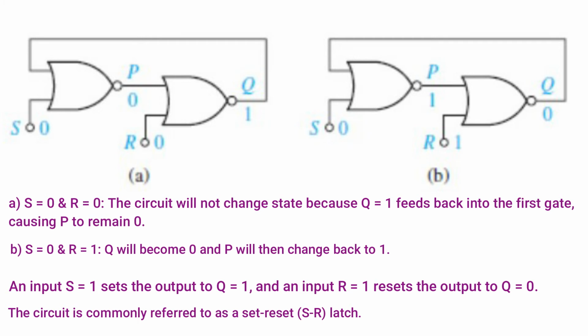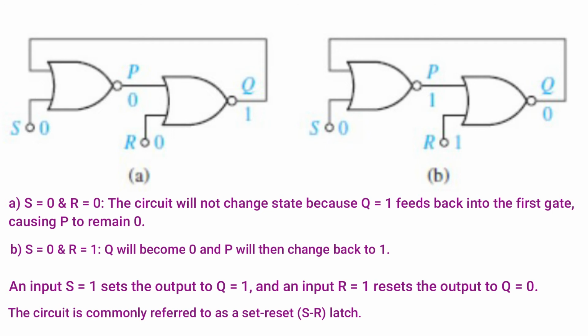And later when I change the value of R to 1, Q will become 0 and P will then change back to 1. An input S equal to 1 sets the output to Q equal to 1, and an input R equal to 1 resets the output to Q equal to 0. The circuit is commonly referred to as the set-reset latch.